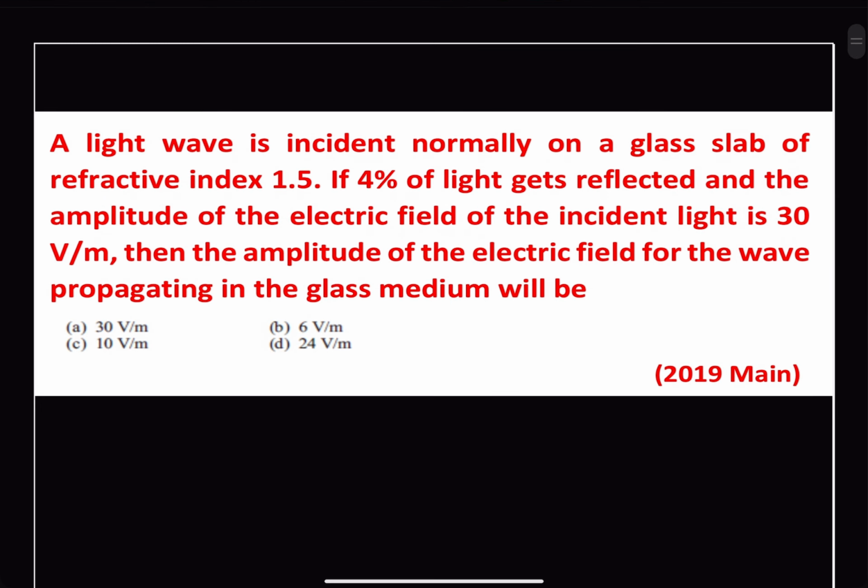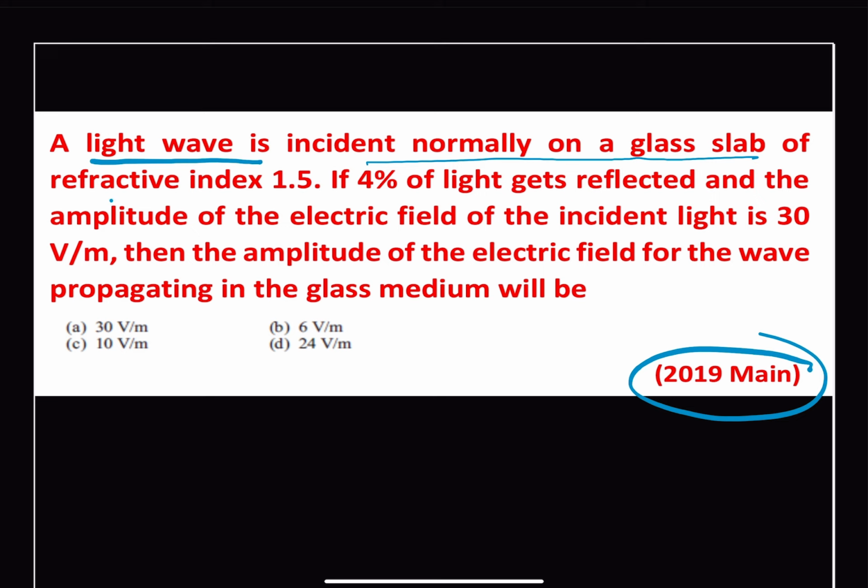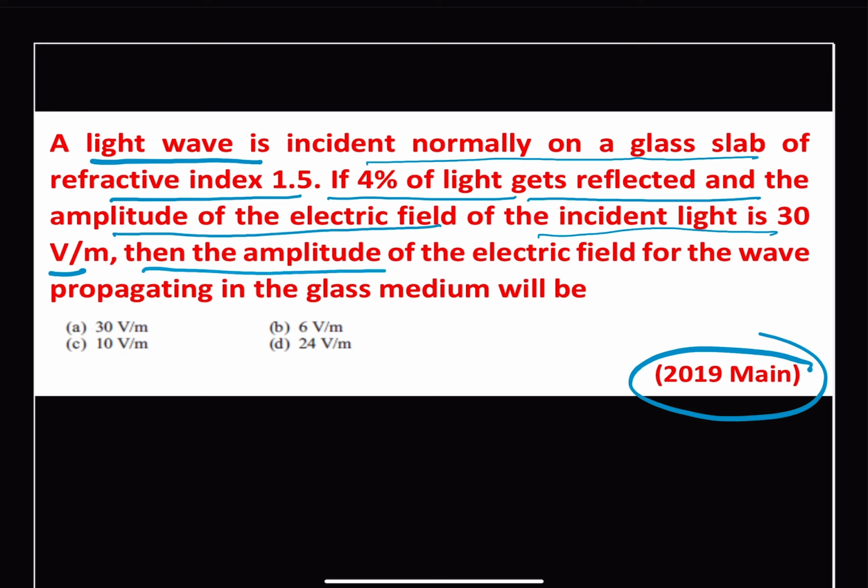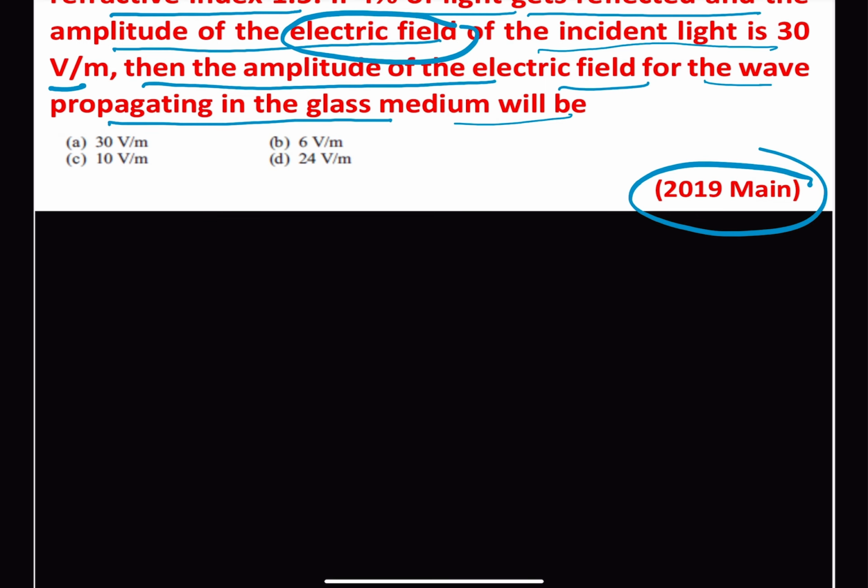So the first one, it is asked that a light wave is incident normally on a glass slab of refractive index 1.5. If 4% of light gets reflected and the amplitude of electric field of the incident light is 30 volt per meter, then the amplitude of the electric field for the wave propagating in the glass medium will be. So here it is talking about the intensity of the light in terms of the electric field. So we are going to use that formula directly and start from there only.